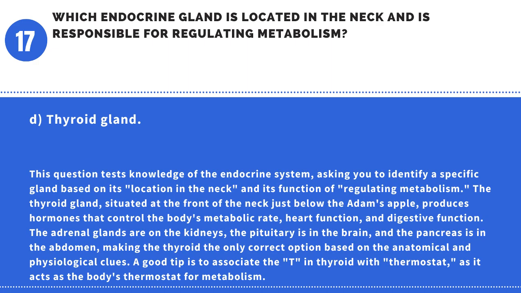Answer: D. Thyroid gland. This question tests knowledge of the endocrine system, asking you to identify a specific gland based on its location in the neck and its function of regulating metabolism. The thyroid gland, situated at the front of the neck just below the Adam's apple, produces hormones that control the body's metabolic rate, heart function, and digestive function. The adrenal glands are on the kidneys, the pituitary is in the brain, and the pancreas is in the abdomen, making the thyroid the only correct option based on the anatomical and physiological clues. A good tip is to associate the T in thyroid with thermostat, as it acts as the body's thermostat for metabolism.